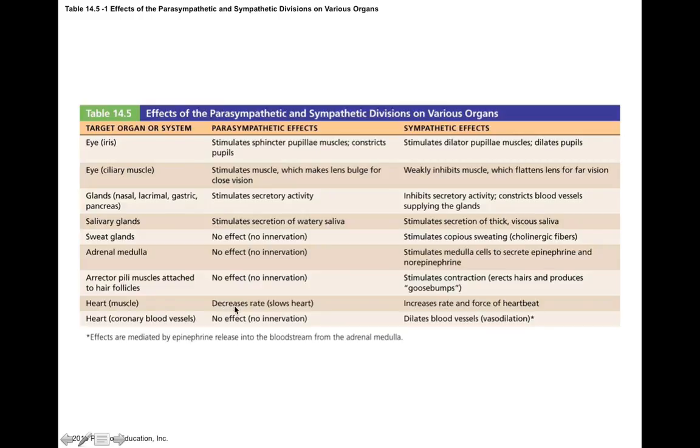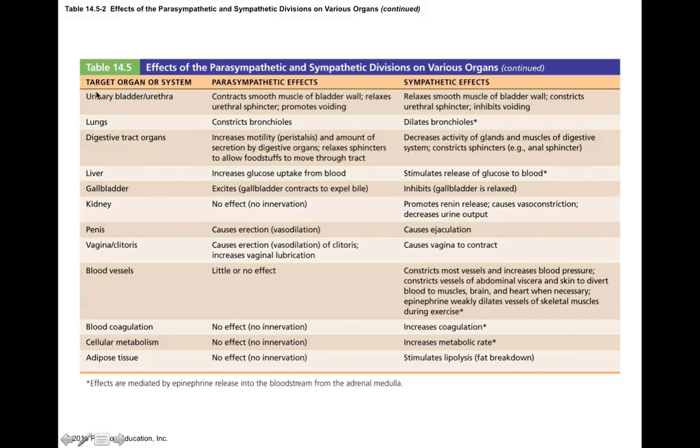Now on your heart, your parasympathetic nervous system can decrease heart rate, but it has no major effect on heart muscle contraction. Sympathetically, you can increase heart rate and increase the force of muscle contractions of your heart. On your urinary bladder and urethra, the parasympathetic nervous system causes urethral sphincter relaxation and contraction of the bladder, which helps to promote voiding or urination. And sympathetically, it causes constriction of the sphincter and inhibits bladder contraction, which inhibits urination or voiding.